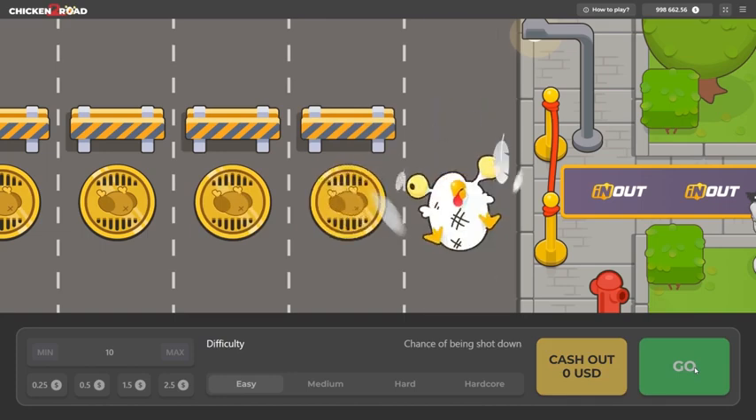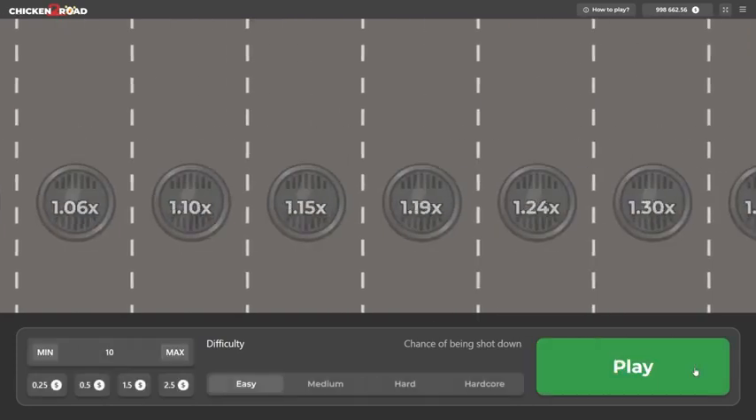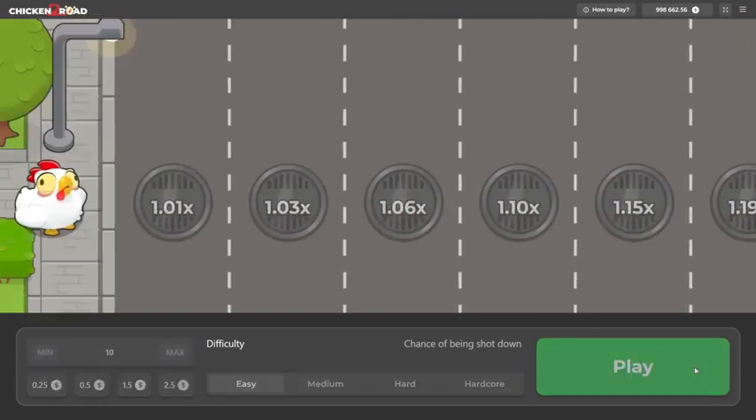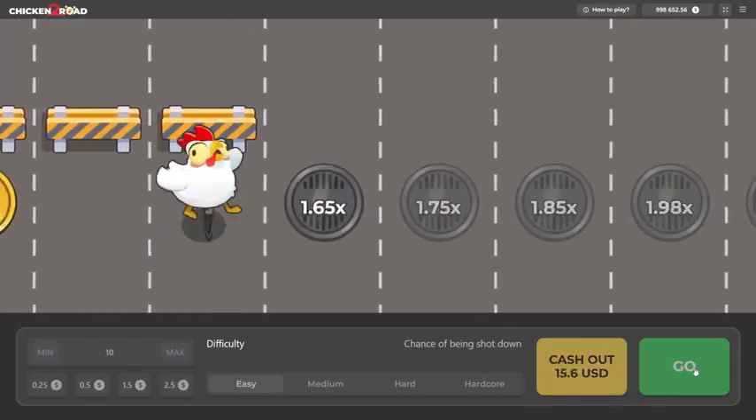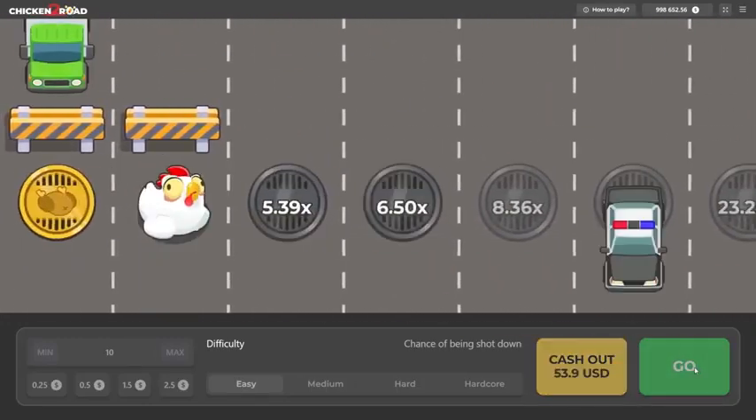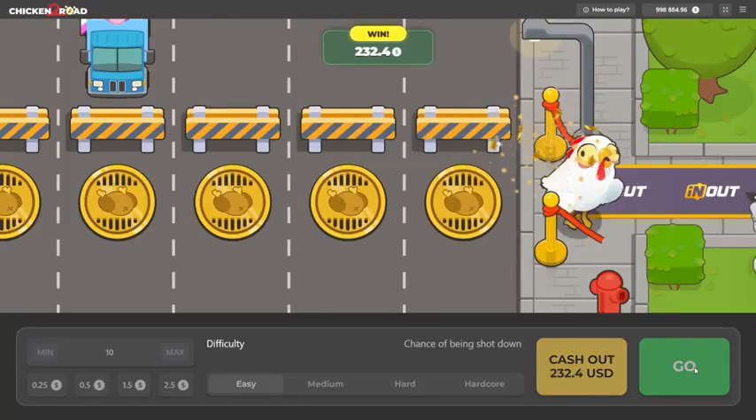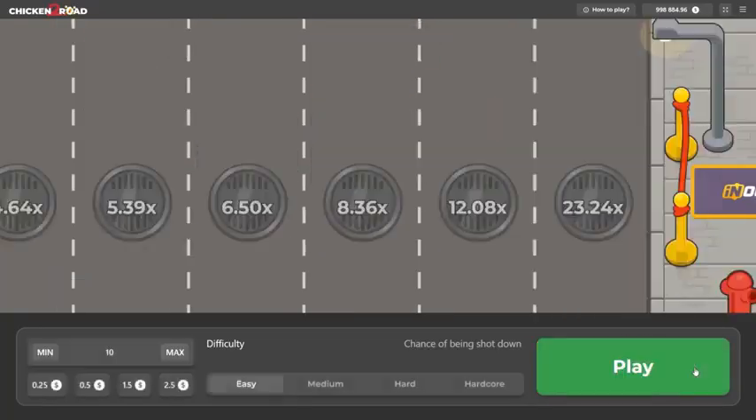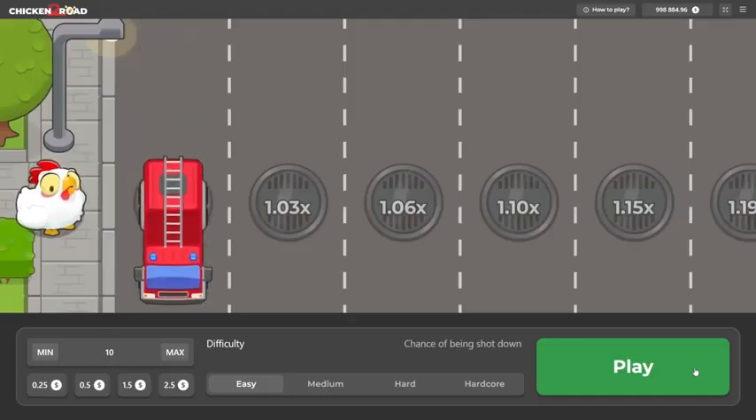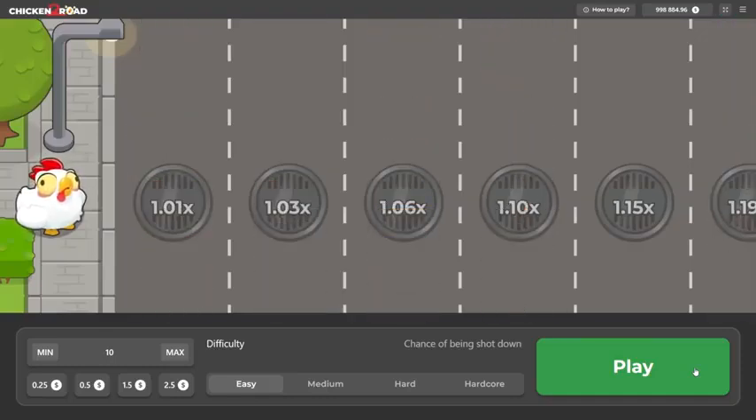Tip number 4, never increase your bet size to recover losses. This is called the martingale system, and it's a trap. It feels logical, but it's actually the fastest way to lose your entire bankroll. Tip number 5, understand that streaks are normal variance, not patterns. If you've had 5 winning rounds in a row, that doesn't mean a loss is due. If you've had 5 losses in a row, that doesn't mean a win is due. Each round is independent. The game has no memory.